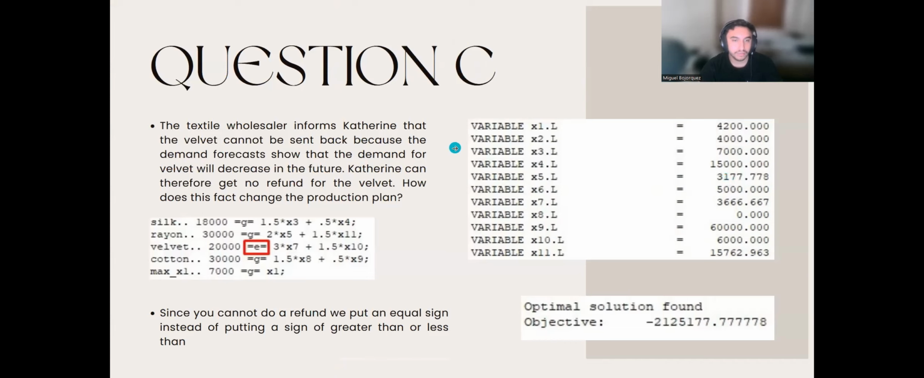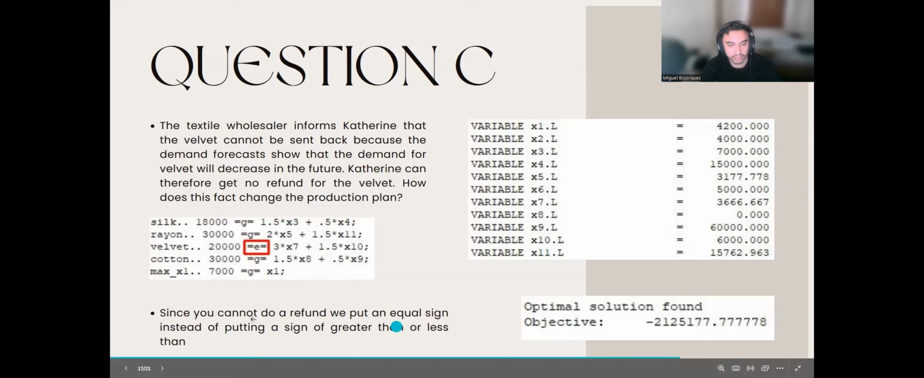Now question C informs that the textile wholesaler informs Catering that the velvet cannot be sent back because the demand forecast shows that the demand for the velvet will decrease in the future. Catering can therefore now get no refund for the velvet. How does this fact change the production plan? As we can see from every constraint here, we had it set to greater than. This is because we can refund them, but in this case we cannot do it for the velvet, so we change the value from greater than to equals. And as we said right here, since you cannot do a refund, we put an equal sign. This will change.